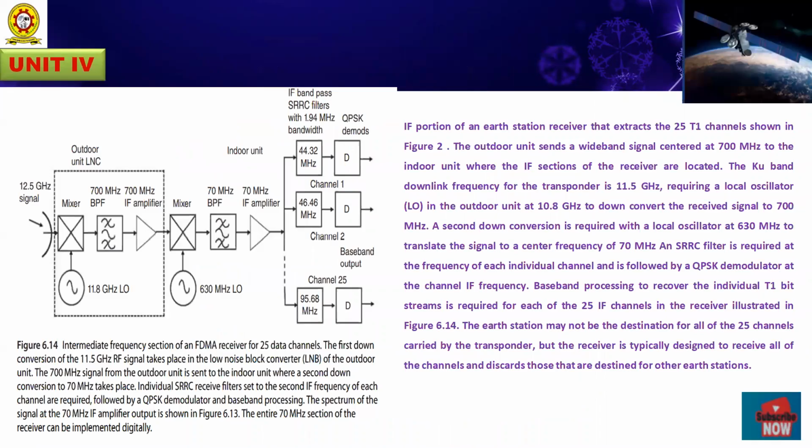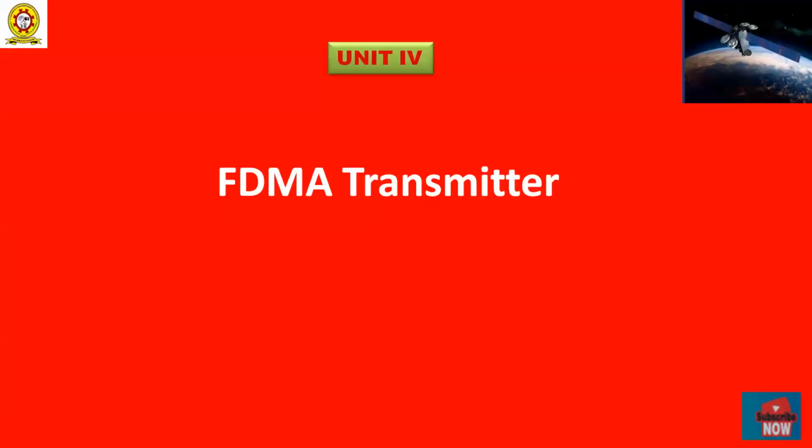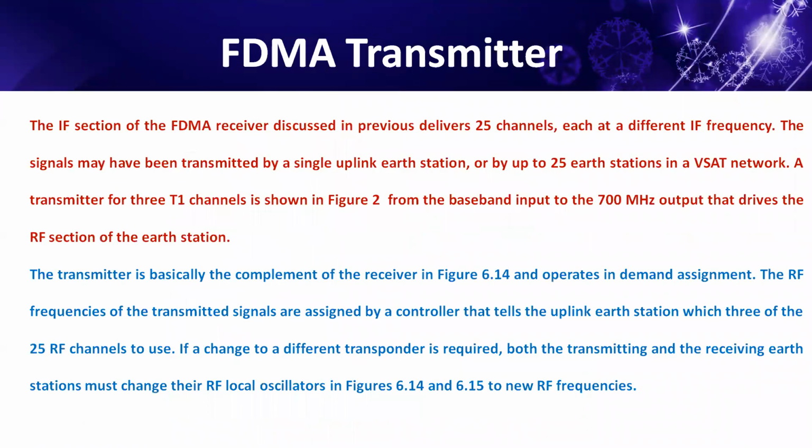Suppose in the picture we have channel number 25. What is the capacity bandwidth for channel number 25? 95 megahertz, which is the highest frequency occupancy of channel 25 among the channels below. That is called demand assignment. So that is also a specialty of this FDMA access in satellite communications.